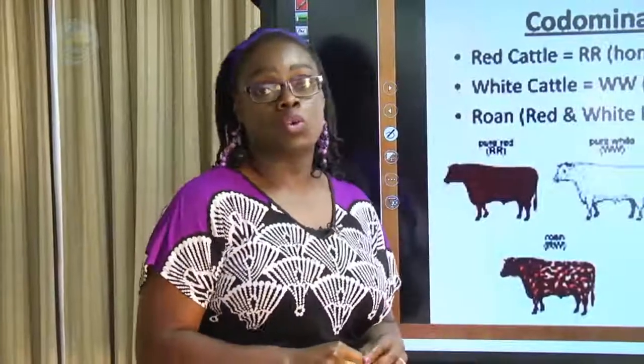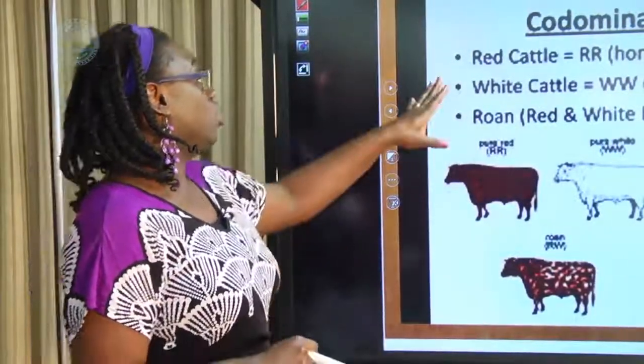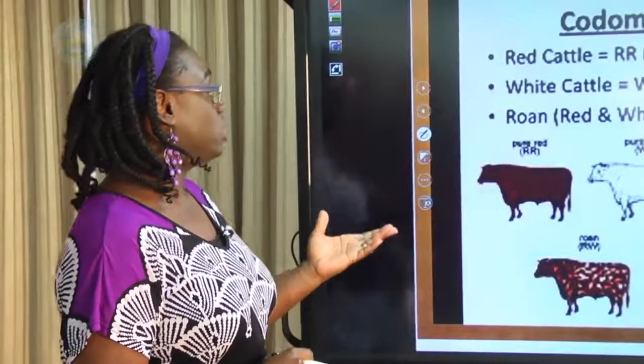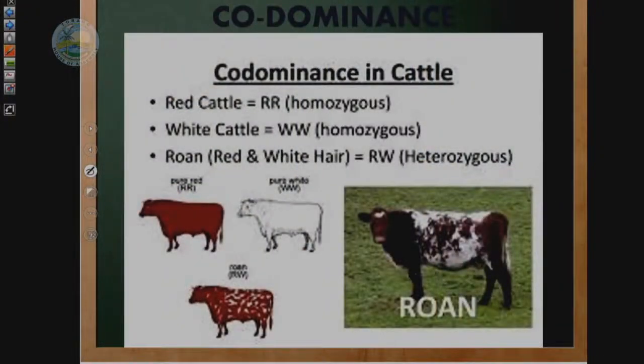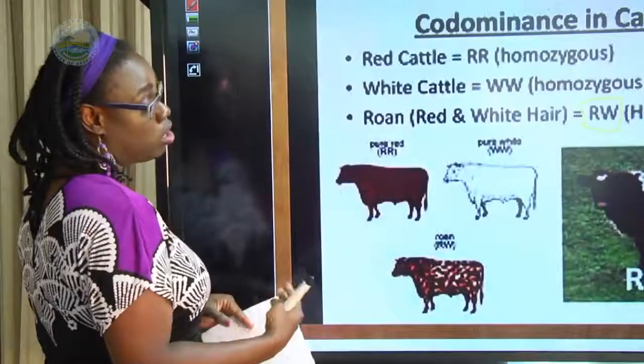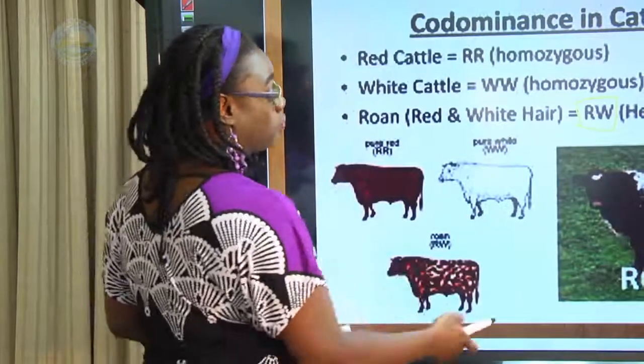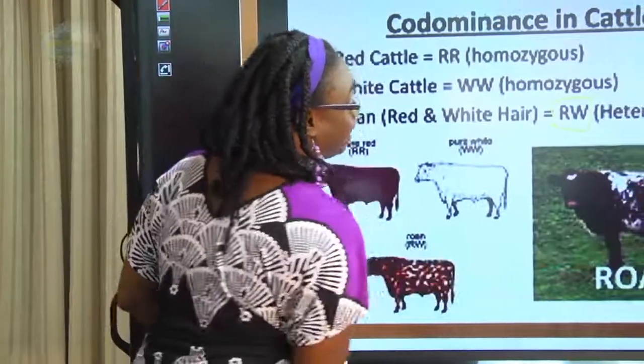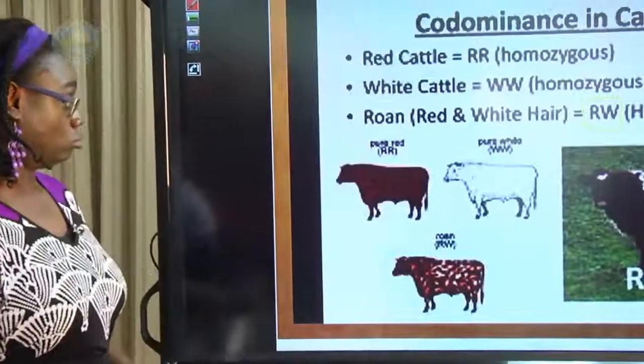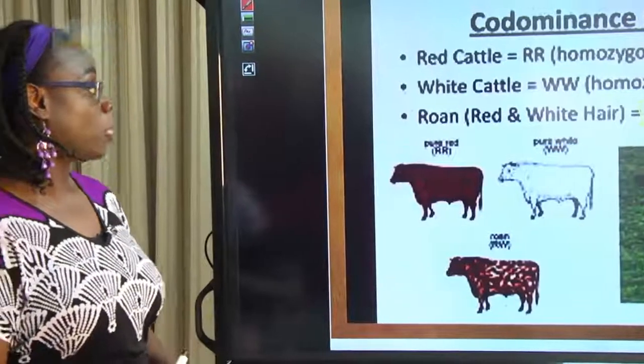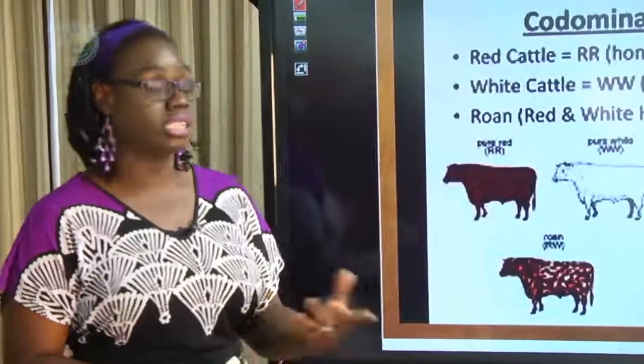Just another example of codominance in animals. We have red cattle, which is denoted by the capital R, which is homozygous, and we have white cattle denoted by the genotype W. And so in the heterozygous case, because they are both dominant alleles, you have a new color of cow that is called roan, and it is a red and white cow in terms of its phenotype. So this is another example of codominance in cattle.